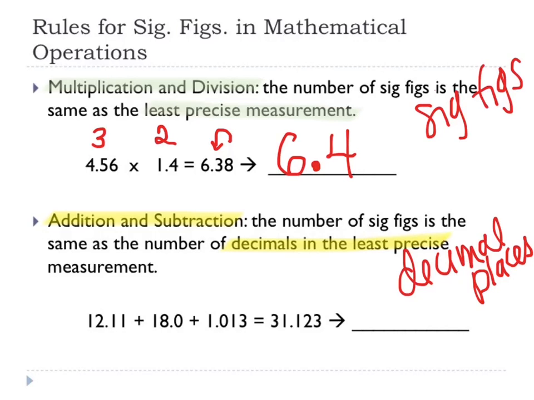So here we've added 12.11 plus 18.0 plus 1.013. We add all those together and we get 31.123. Here we go, 2 decimal places. This one's 1 decimal place and this one's 3 decimal places. So our answer has to go how many decimal places? 1. So our answer needs to be 31.1.